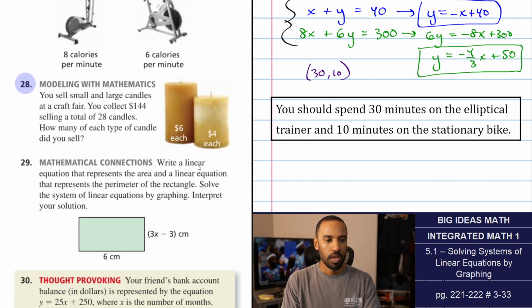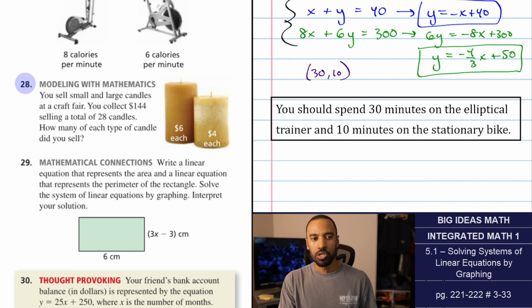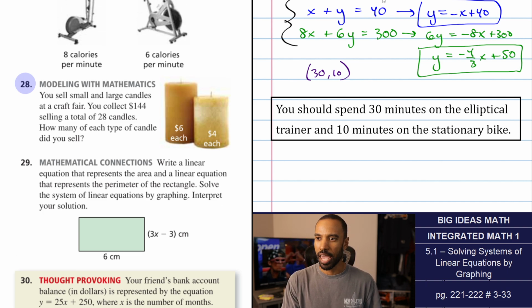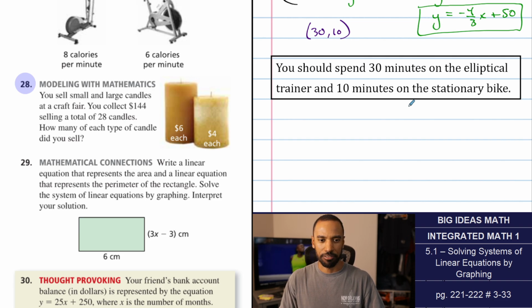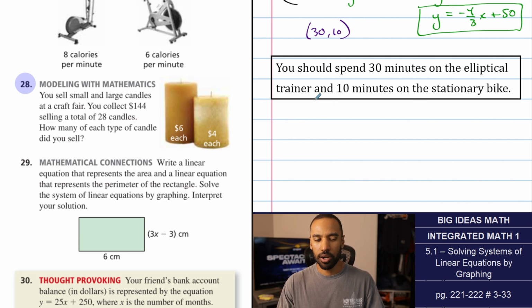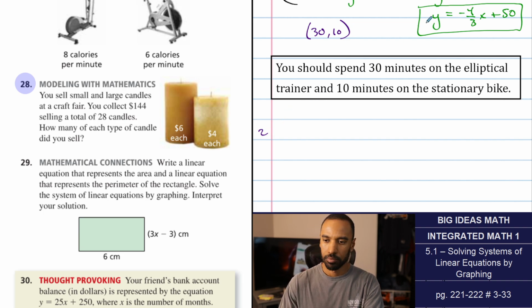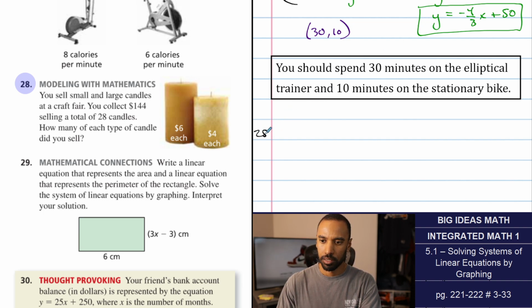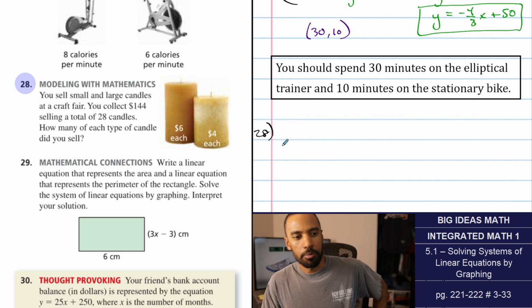We go to 33. Modeling with mathematics. You sell small and large candles at a craft fair. You collect $144 selling a total of 28 candles. Where's my black? Speaking of which, it is number 28. How many of each type of candle did you sell?